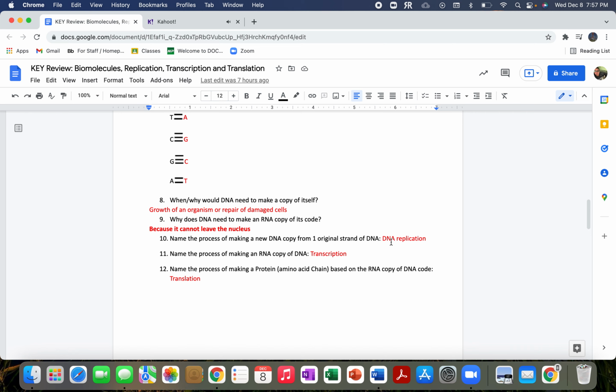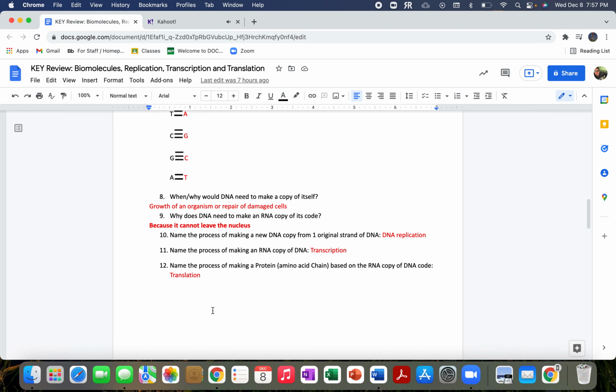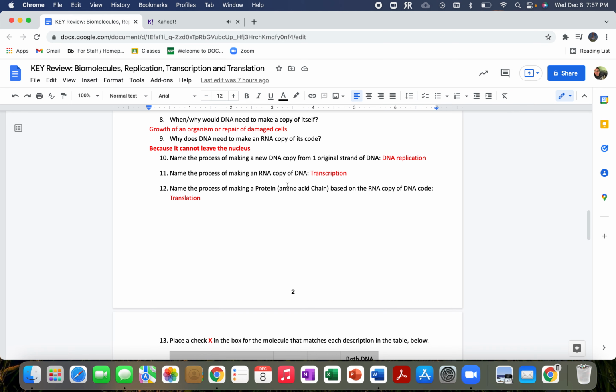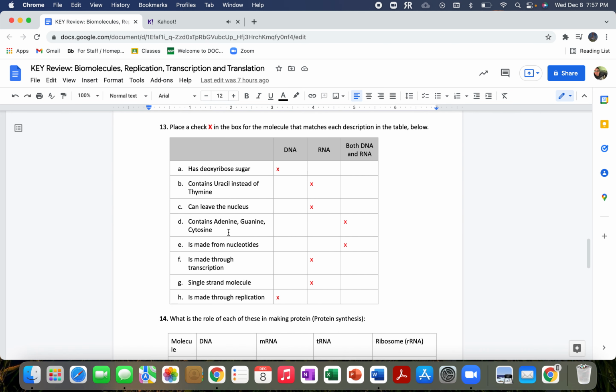DNA making a copy of itself is DNA replication. The RNA copying the DNA message is our transcription. If we transcribe something, we're writing it. And then we're making the protein, right? We're bringing in the amino acids. That's translation. We're taking that information and translating it into something we can understand.